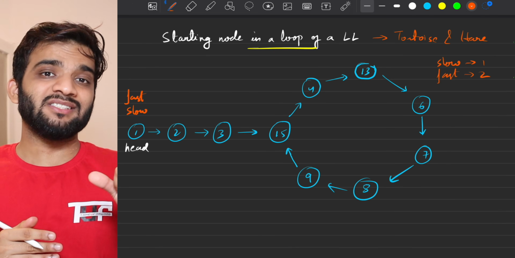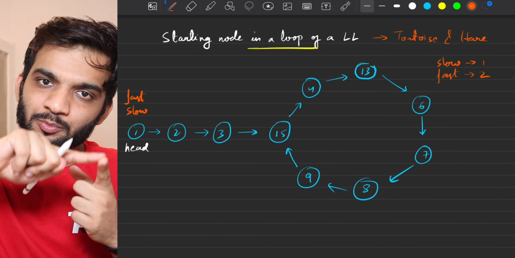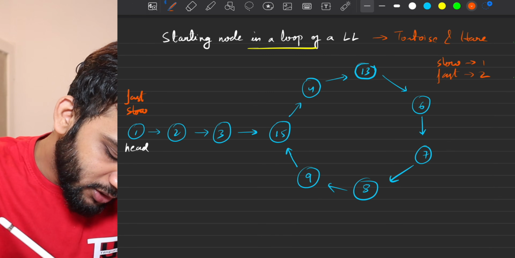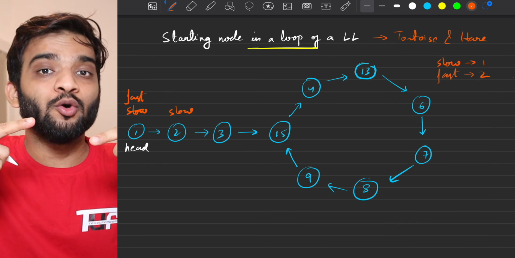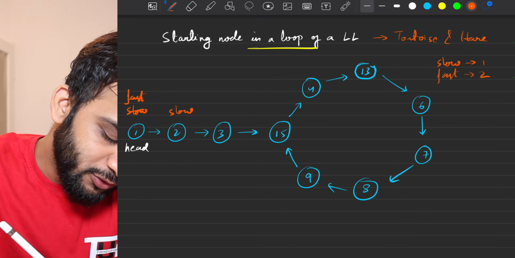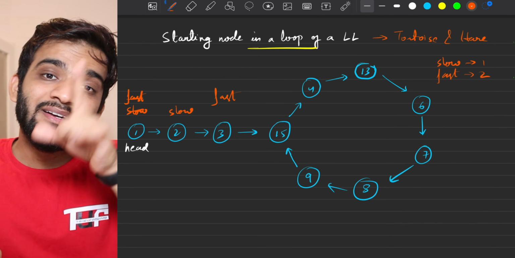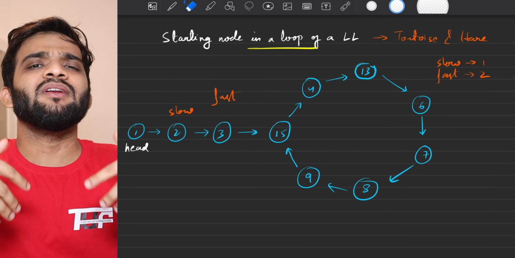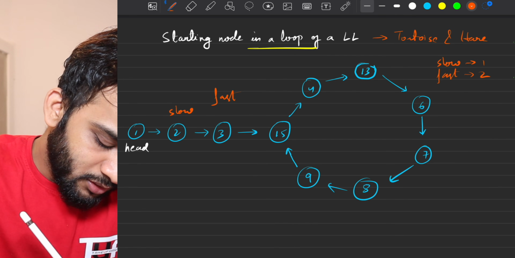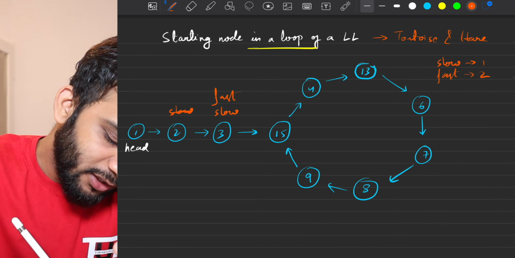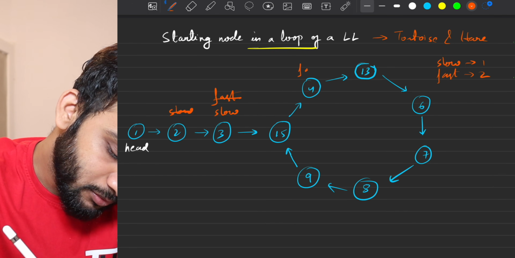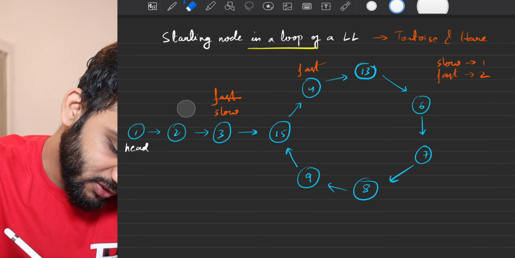So what was the first step? It was the slow was moving by 1 and the fast was moving by 2. So let's do it. The slow moves by 1, so it goes to the next node. The fast moves by 2, so it goes to the next node. So this will be the first step. Done. Let's do the next step. Slow will again move by 1 and the fast will move to next of next. 2 steps. Perfect. Let's quickly erase this.